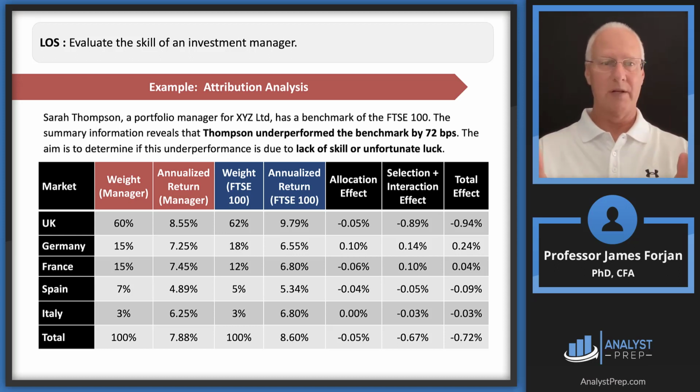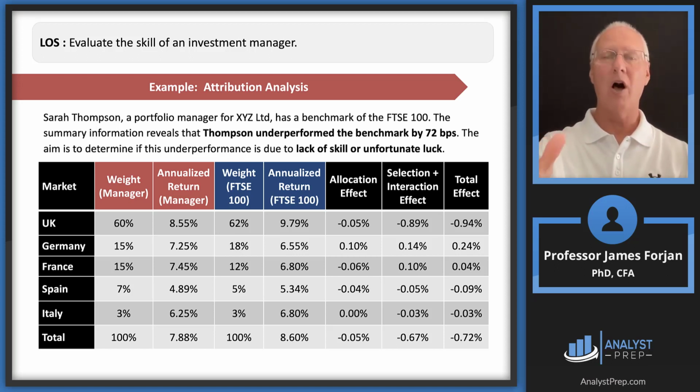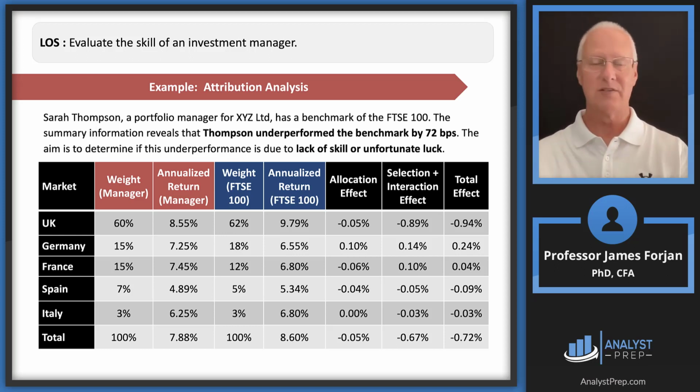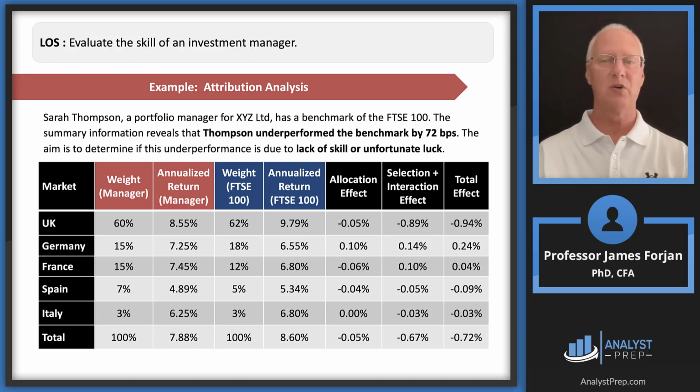So here we are. We're given this Sarah Thompson. So what is she doing? The FTSE 100 is the benchmark. She's underperformed by 72 basis points. So if you read that in the question stem, automatically look at the table and make sure that at the bottom right, it has 72 basis points. So 72, there's the minus 0.72%. So that's so far so good.